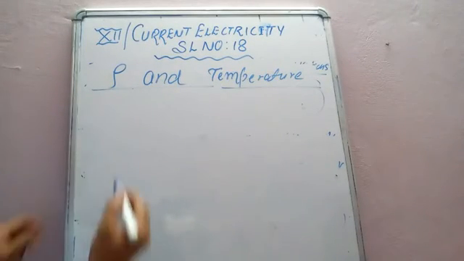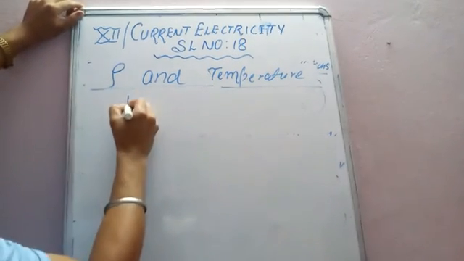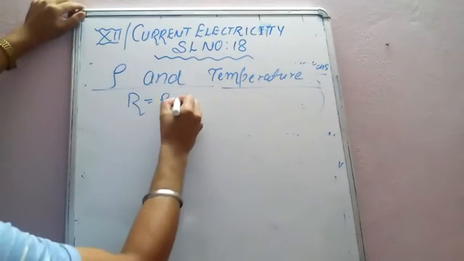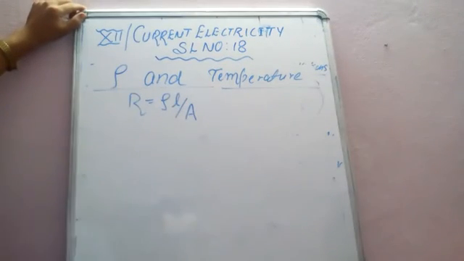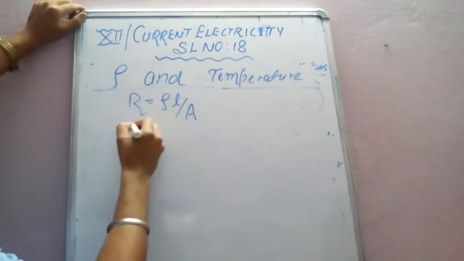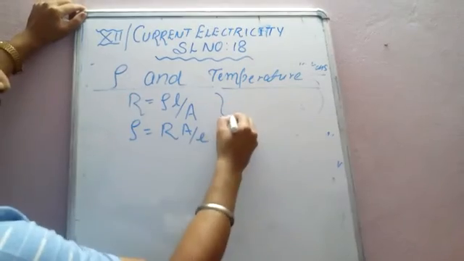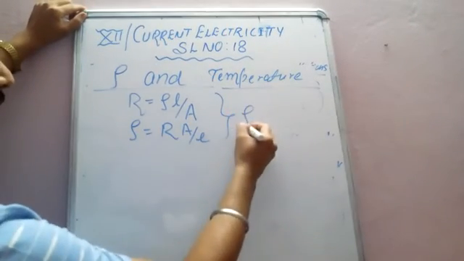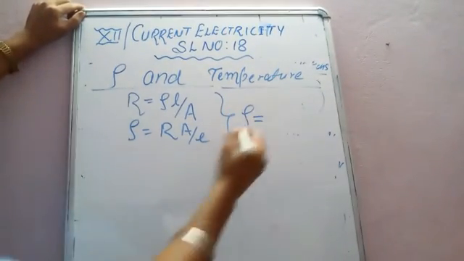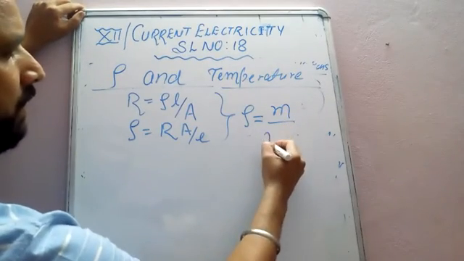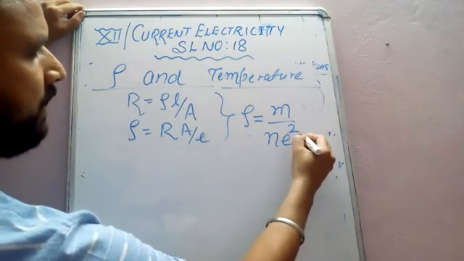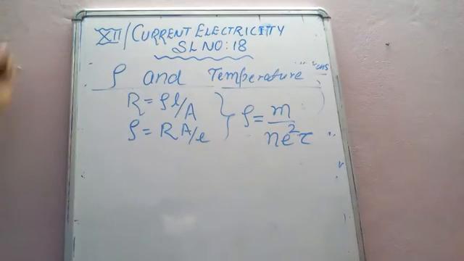We know that resistance R is equal to rho L by A. Also, rho is equal to R A by L. Resistivity is also m upon n e square tau. Now let's explain the temperature dependence of resistivity.